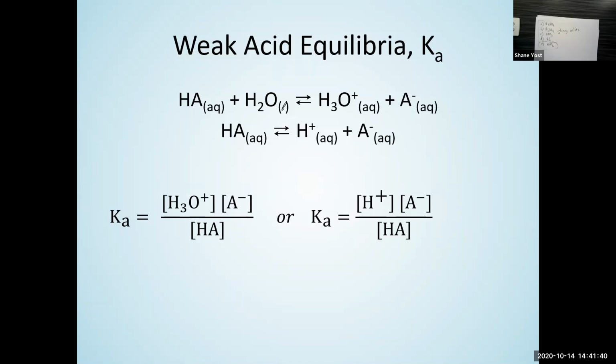Ka here is the equilibrium constant for some weak acid, typically of this general form. Often, at least for me, I'll write it like this, using the second version of the equilibrium reaction and the equilibrium constant on the right. You can also use hydronium ions in your equilibrium and your equilibrium constant, and that's fine. I'm presenting it both ways in case you see it one way or the other in a book or on homework.